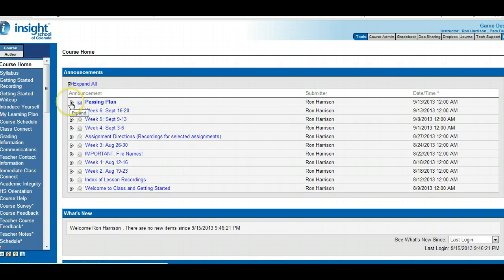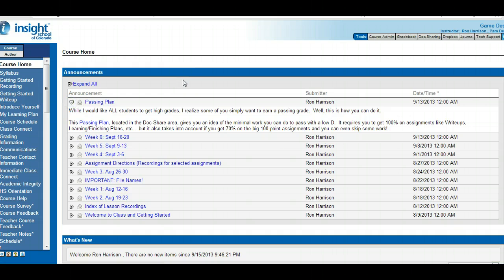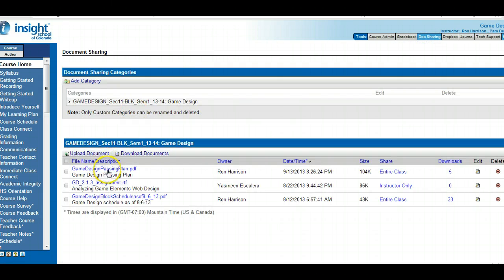Lastly, before we get into Week 6, passing plan. I've created a passing plan for the course. And of course, I'd like all students to get high grades, but I know some of you just want to pass, and some of you have maybe put this class off and you're getting down to crunch time, and you just want to get 595 to pass. So what I've created is a passing plan in the Doc Share area. So I'll go into the Doc Share area. We'll take a quick look at this passing plan.